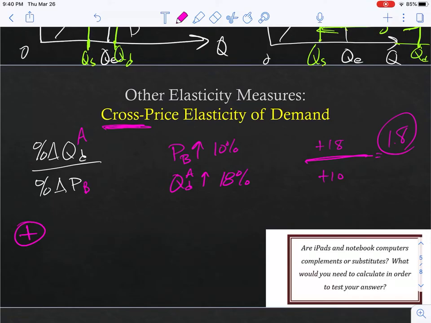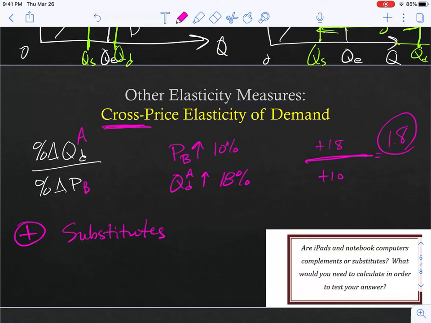If the price of Coke goes up, sales of Pepsi go up. Well, that suggests how those two goods are related. They're substitutes. So the fact that you get a positive sign tells you something about those goods. The magnitude of it, whether it's closer to 0 or 1 or much larger than 1, tells you about the relative magnitude of the sensitivity. So the bigger the number, the greater the sensitivity, the more elastic the cross price elasticity of demand is.